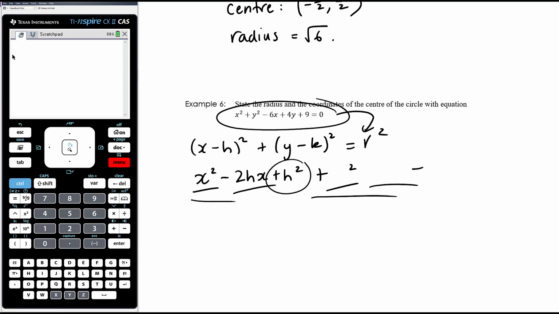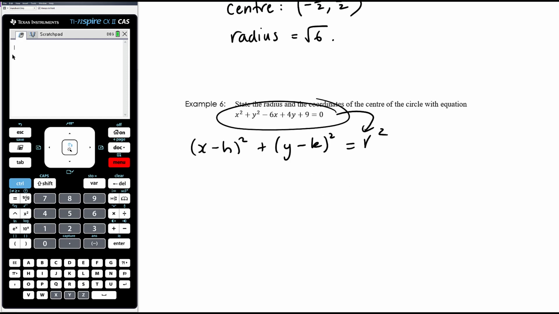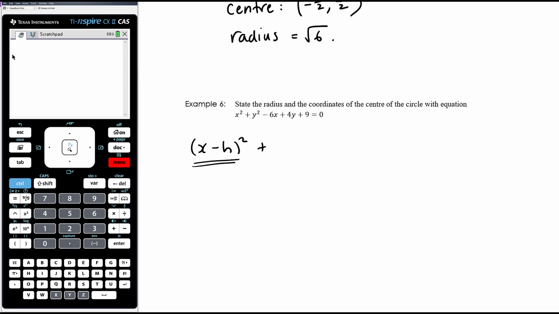Again, it's about creating those perfect squares, and we know we create perfect squares by completing the square. So what we want to do is focus on getting all the x terms together and complete the square for x. We separately want to focus on getting all the y terms together and complete the square for y, and then everything else should fall into place around it.